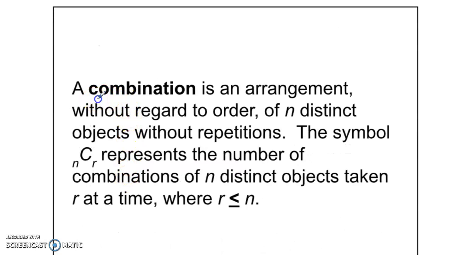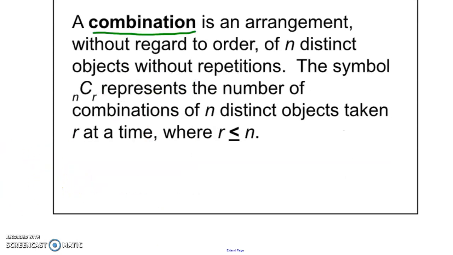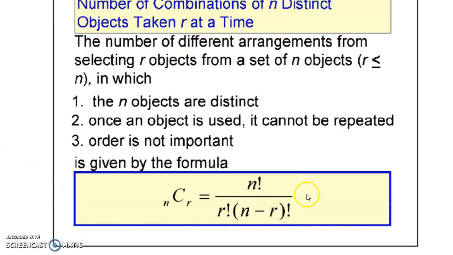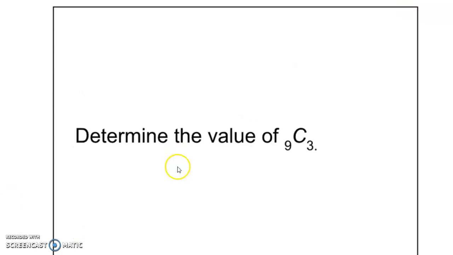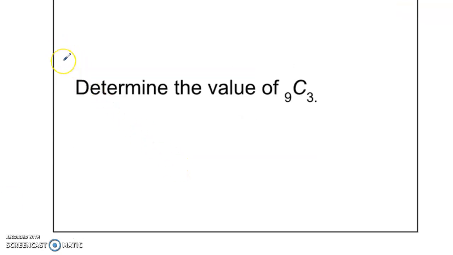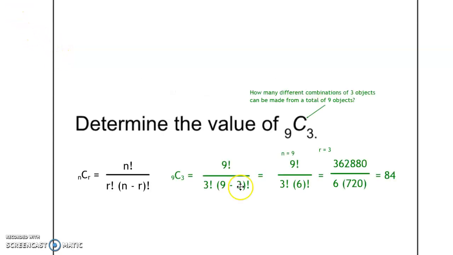Another thing that I have to remind you of is combination. Combination is an arrangement without regard to order. In other words, the order is not important. So if I wanted to ask you a mathematical question about combinations, I would be using this formula. This formula is n factorial divided by r factorial times (n minus r) factorial, where n is the number of objects and r is the number of objects that I want to select. So, determining the value of 9C3, well, pause the video, try to figure it out, and then see if you got it right.